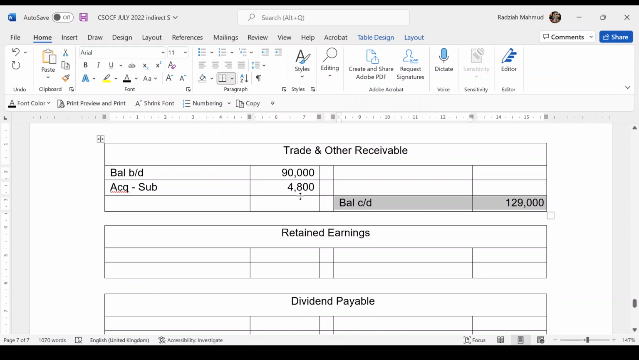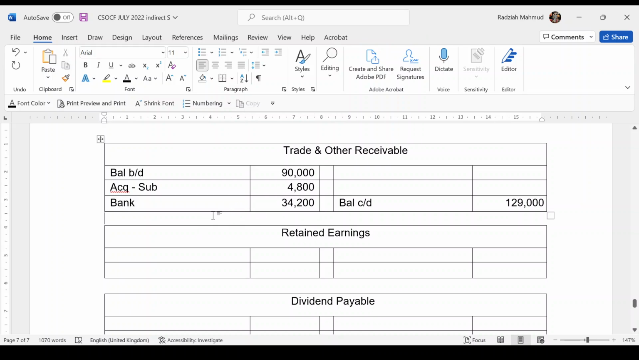Okay, so the credit amount is more than debit. Therefore, we have a balancing figure of 34,200. This is what we call an increase in receivable. We call it bank here, as we can say, a symbol.